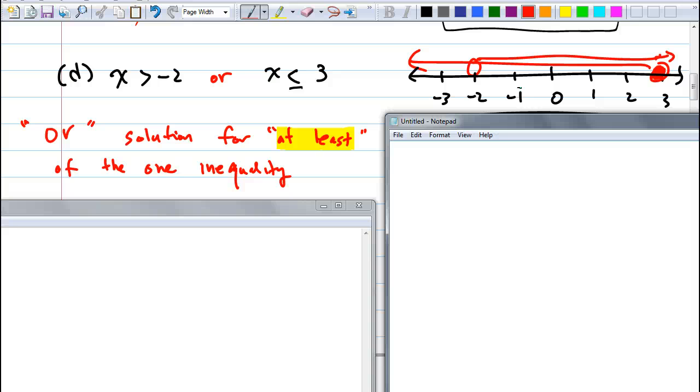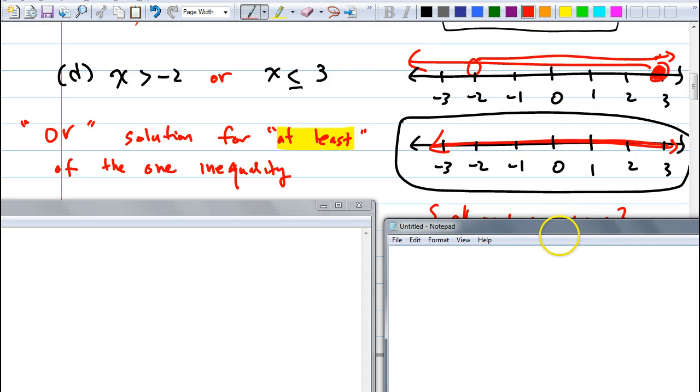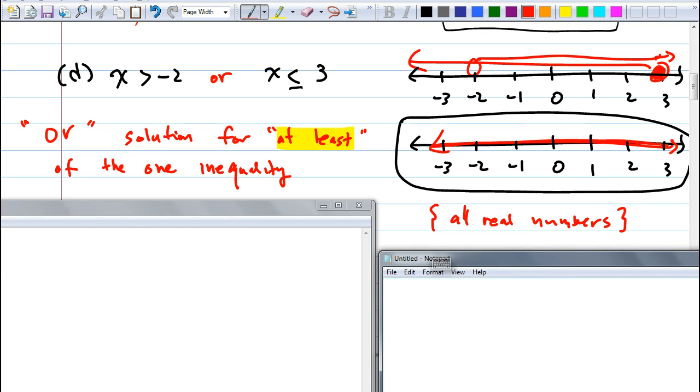Anybody have a different answer? Not everyone voted. That's true, but she's right. It's all real numbers. Did anybody put down something like "except -2" because there's an open circle at -2? No. Even though the first inequality does not include -2, the second inequality does. So we have to combine everything together, like I said, because or means we combine everything.